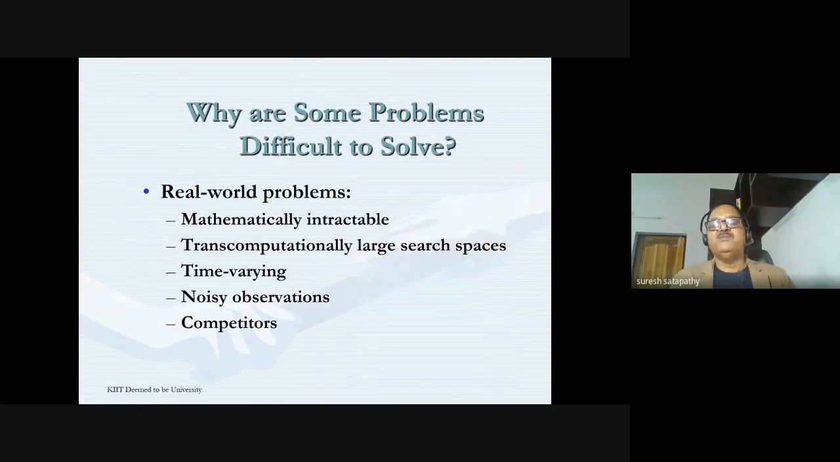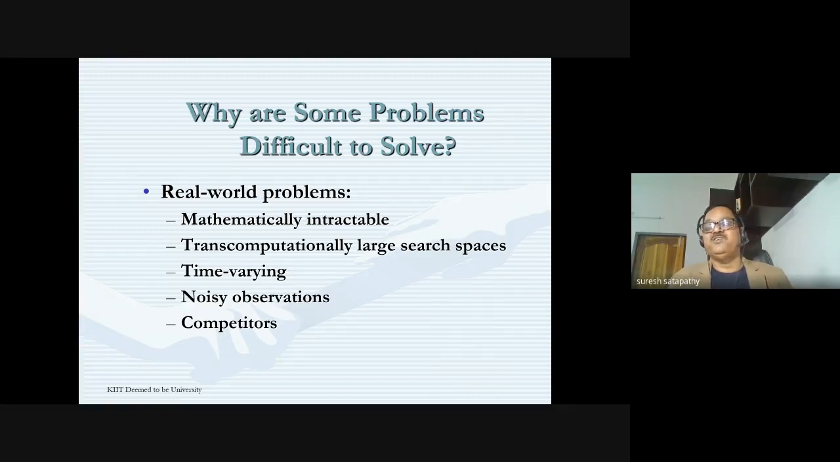Why are some problems difficult to solve? That is the second question. In the real world, you'll find some problems are mathematically intractable. You can't really derive any mathematics out of them. This girl is beautiful, that girl is not beautiful. Can I write a mathematical model for this? Absolutely not. Then how do I solve it?